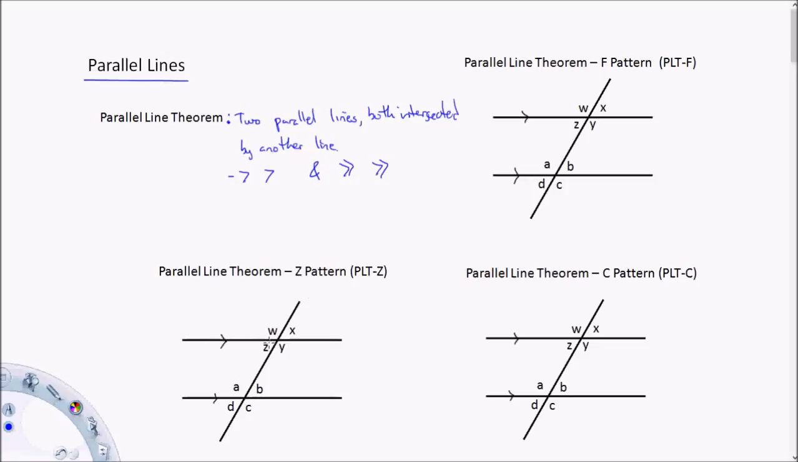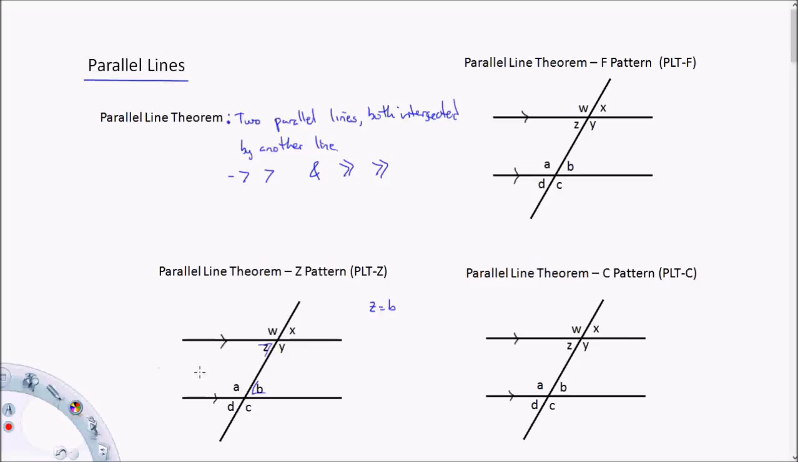So let's get started by looking at the parallel line theorem. We have the parallel line theorem Z pattern first. So we try to look for a Z in our parallel lines. We see that if we come across along this line, go down our intersecting line, and then continue along this parallel line, we have a Z pattern right in here. Therefore, angle Z is equal to angle B.